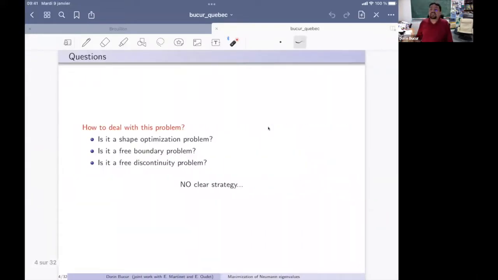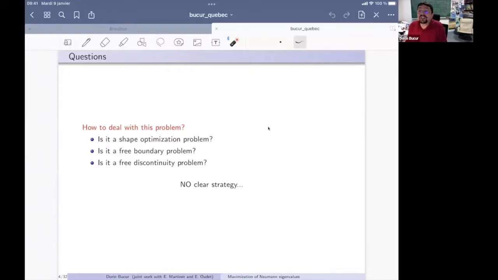Now, the question is how to deal with this problem. A priori, when you want to maximize mu k of omega in the class of sets, you would say that this is a shape optimization problem. And somehow in France, when you say shape optimization, maybe you have to think of an engineering problem, because those kinds of problems came from engineering questions at the beginning. However, as soon as we want to go into fine properties and to understand whether or not the best shape exists, some tools of analysis have to come into the game.